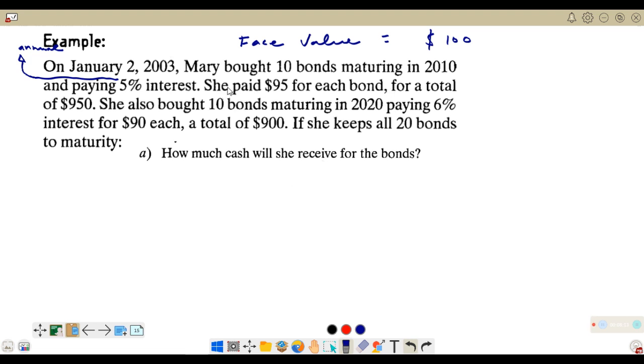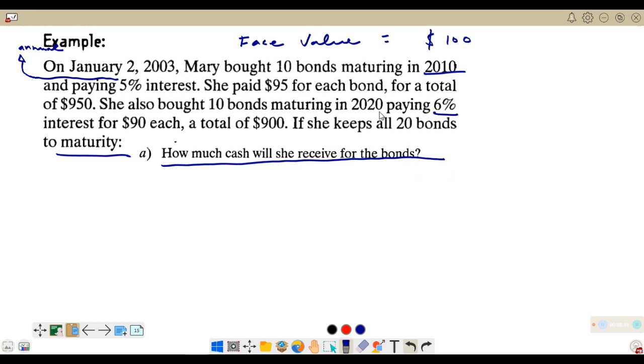So again, she paid $95 for each bond for a total of $950. Yun yung magmamature ng 2010. And then secondly, she also bought 10 bonds maturing in 2020 paying 6% interest for $90 each. Since we are only looking for the cash that she will receive for the bonds at the end of their maturity date, ayan, nakalagay dito, if she keeps all 20 bonds to maturity, how much cash will she receive for the bonds?